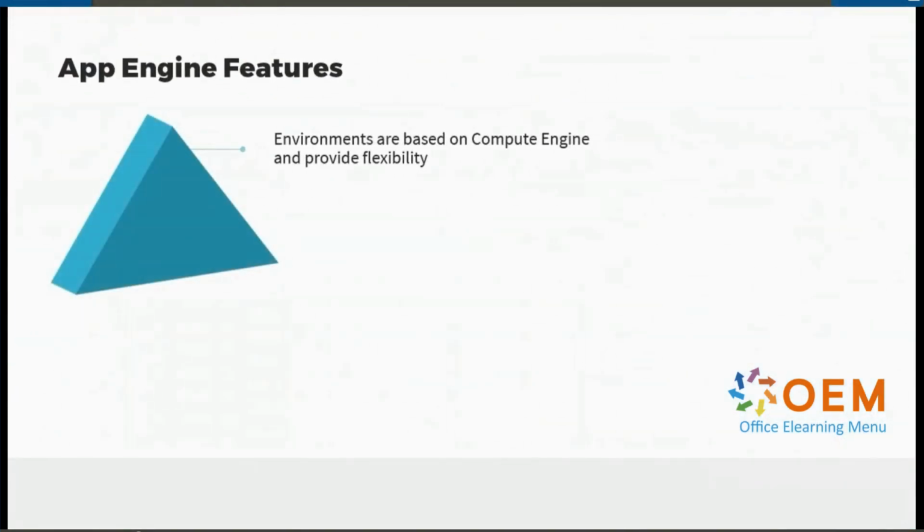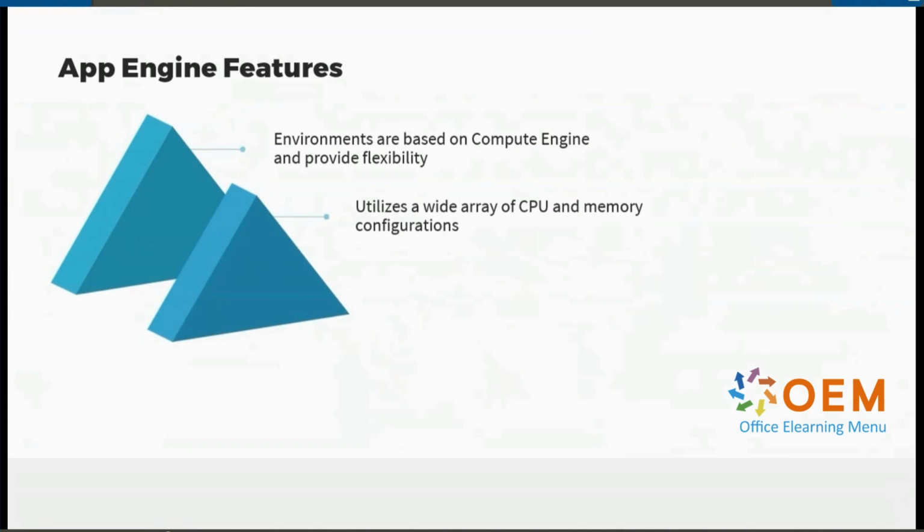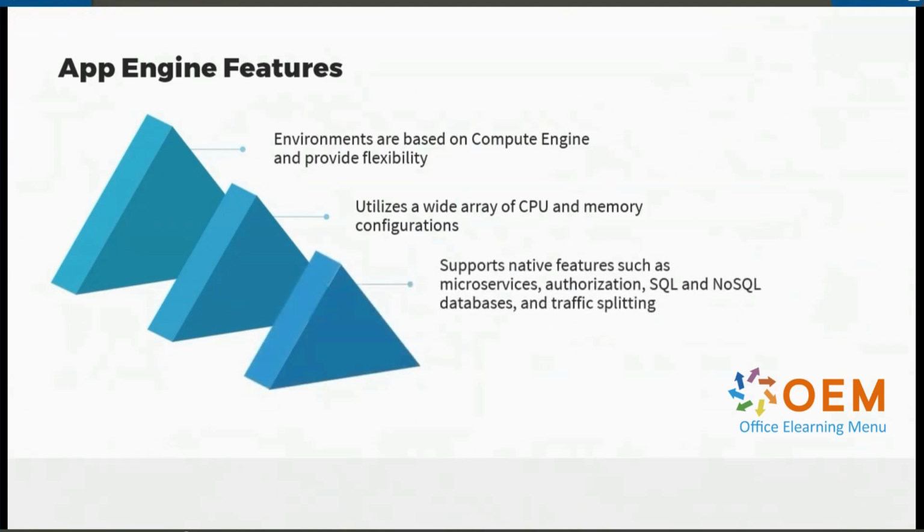App Engine features. So App Engine has a few powerful features that make it a flexible choice for deploying your web applications. First, the environments are based on Compute Engine, and they get that flexibility from Compute Engine in your deployments. App Engine also supports a wide array of CPU and memory configurations, so you can scale your applications as needed. There's nothing too big or nothing too small anymore.